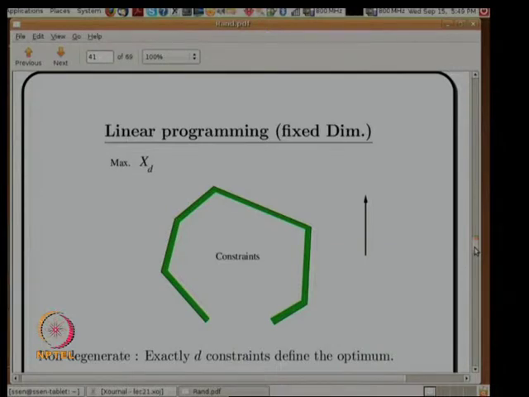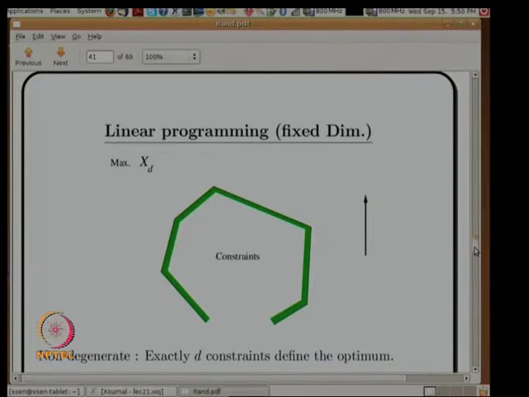So your constraints are basically inequalities, or hyperplanes. Hyperplanes define the constraints, with the half spaces. The half spaces basically are the constraints. And what is being shown here is just a two-dimensional case of linear programming, where all the constraints are half planes, and this convex polygon is the feasible region.